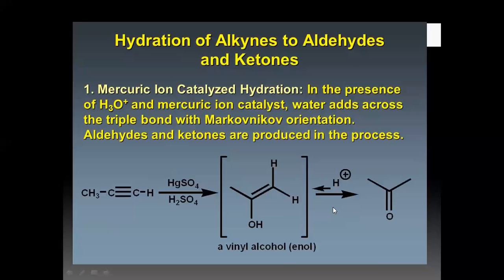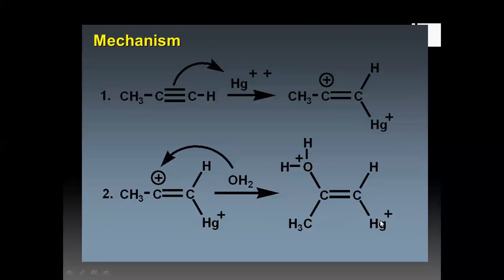Then the hydration of alkynes to aldehydes and ketones. We do its hydration in the presence of mercuric ion catalyzed hydration. First we will obtain an enol and then the enol will convert into a ketone. We will see its mechanism.